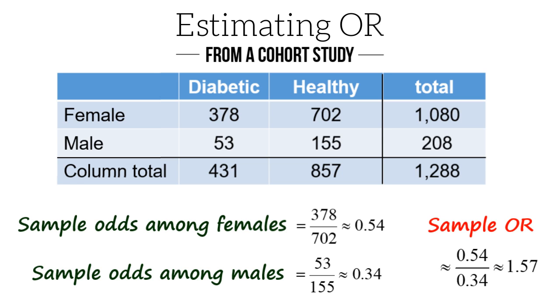Hence, the sample OR for diabetes between the females and males is 0.54 divided by 0.34, or approximately 1.57. This is very close to the population OR 1.50. So just like the RR, the OR can be estimated accurately from a cohort study.